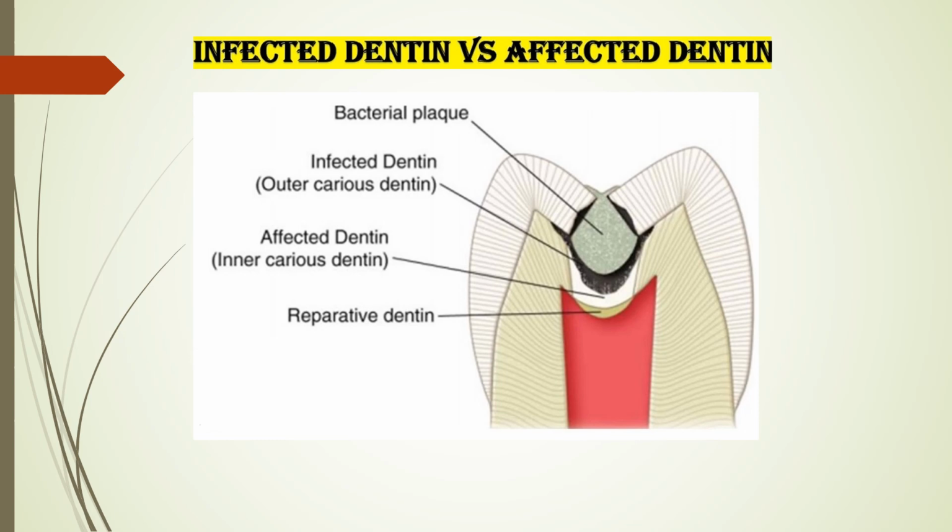Next, we shall see the differences between infected and affected dentine. Infected dentine is considered to be highly mineralized structure. It represents a superficial layer. It lacks sensation, and it is stained by 0.5% fusion dye in propylene glycol.